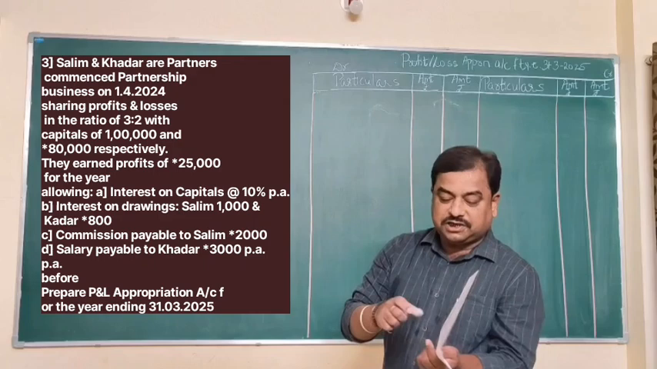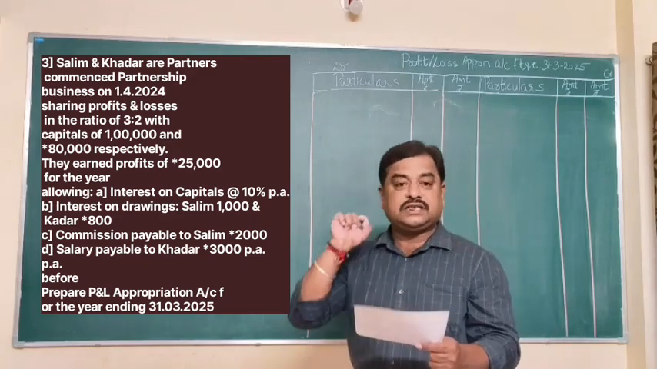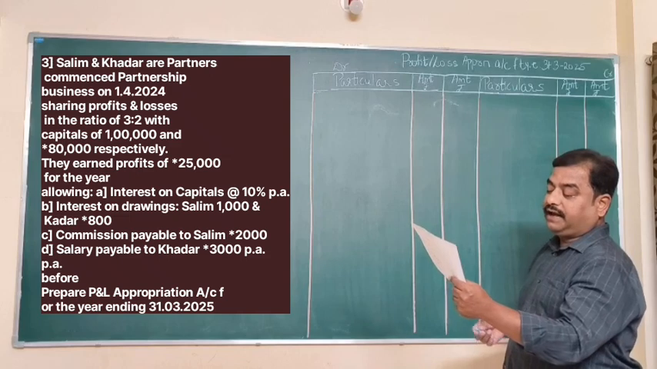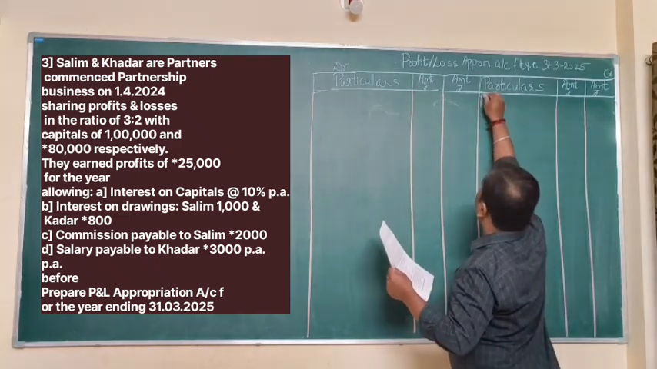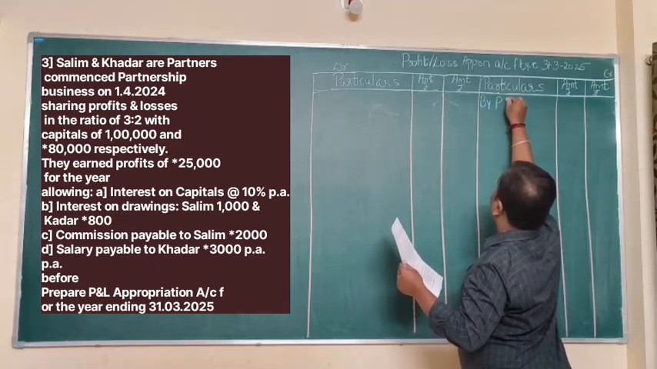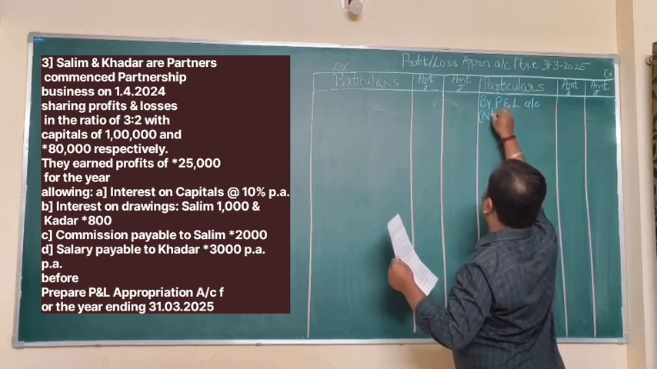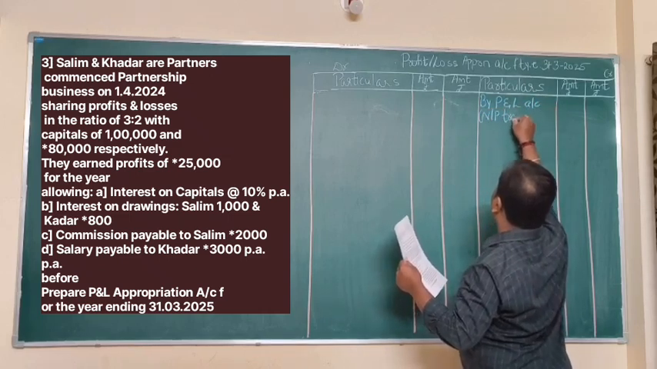So without wasting much time, let us try to solve this. What is the first thing to do? Get the profit transferred. What is your profit here? 25,000. So by profit and loss account, net profit transferred.